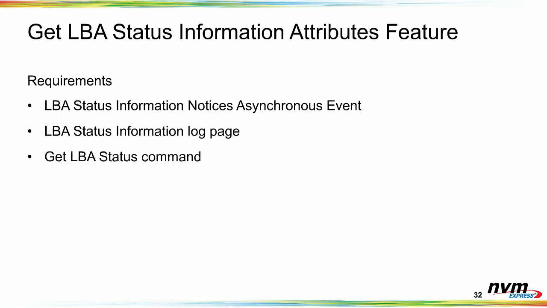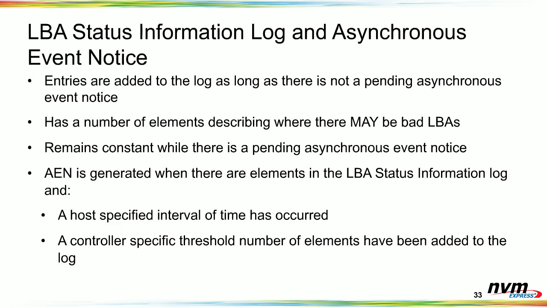So what do you do with it? The Get LBA Status Information Attributes feature requires that you have the LBA Status Information Notice asynchronous event. This allows the controller to notify the host when it has asynchronously discovered things. It requires that you support the LBA Status Information log page, and that you support the Get LBA Status command.